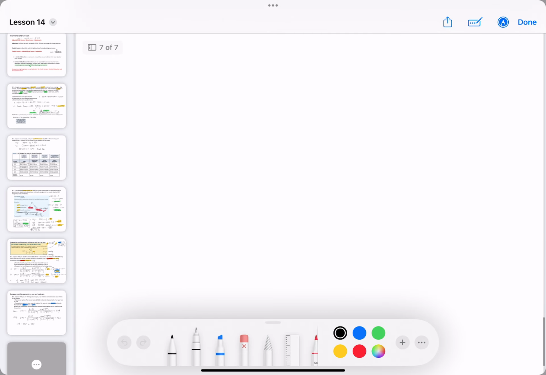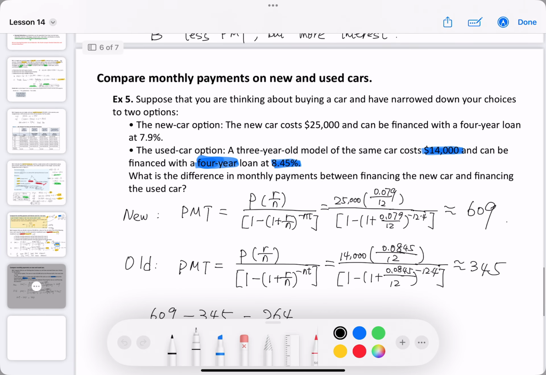All right, this is the last question of this lesson. Let me know if you have any questions.